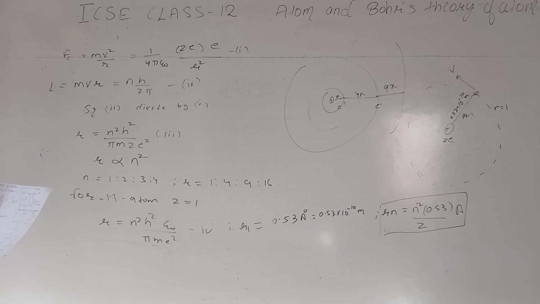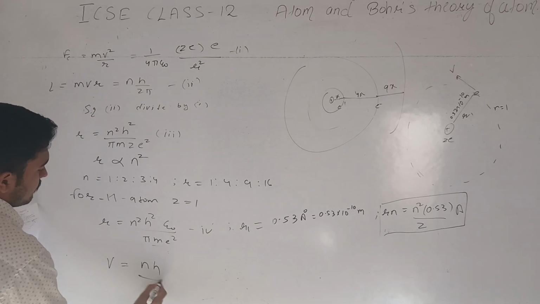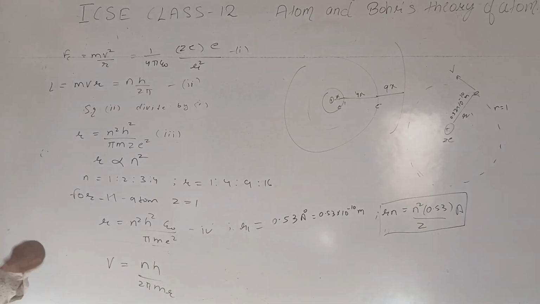Then the velocity in stationary orbits. So velocity is equal to, because from here we have mvr is nh upon 2 pi. So v is nh upon 2 pi m r. What is this? This is the velocity of the electron in any orbit.